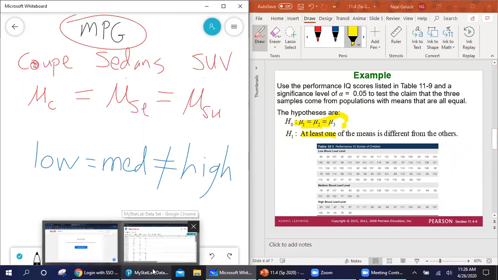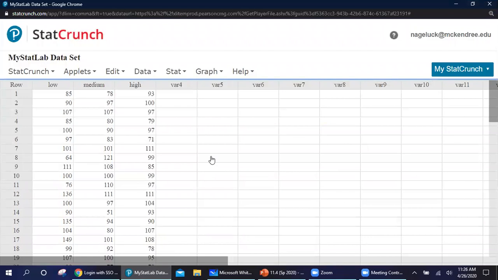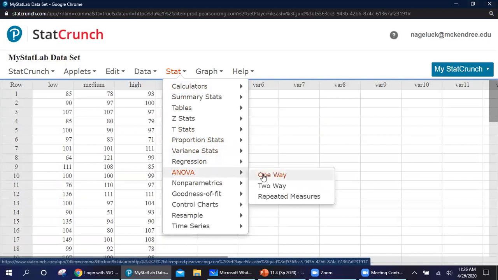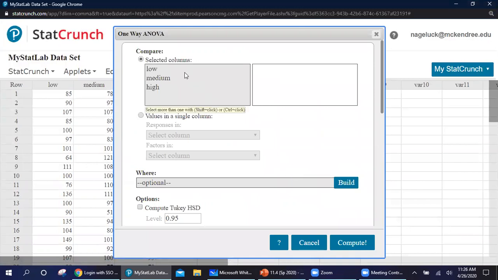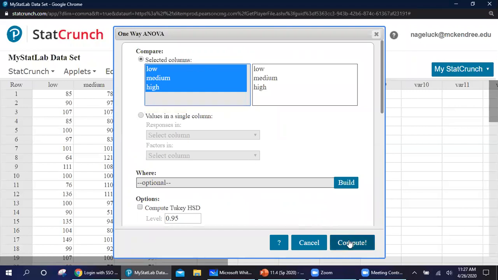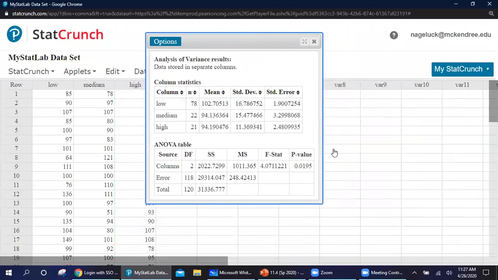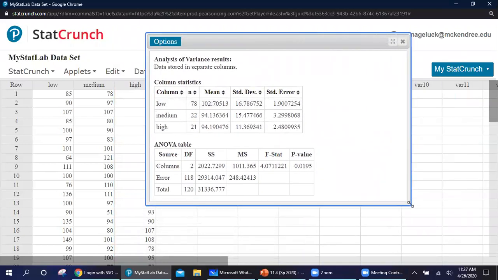I've got all the data here already in a StatCrunch file. The directions for this are at the end of the PowerPoint, but it's very quick. We just go to Stat. There's ANOVA. We're only going to be doing one-way ANOVA. All we have to do is select the columns where the data is. So I already have the low lead, medium lead, high lead. Remember, I had to hold down Control to do that. I don't do anything else. Just hit compute. I am given a whole bunch of data here.